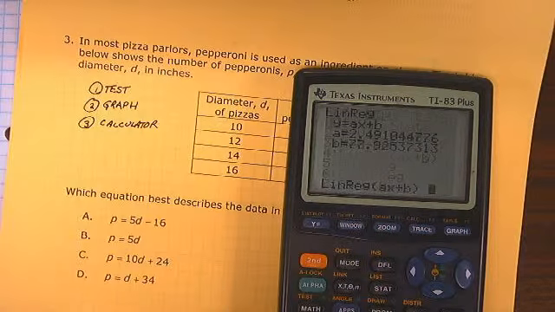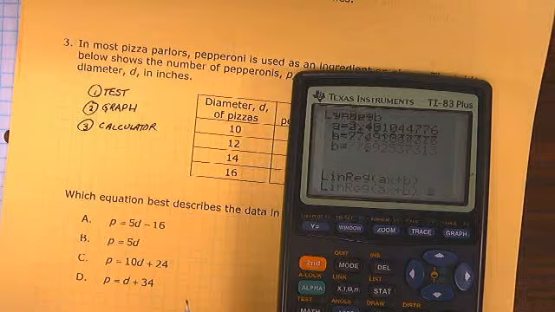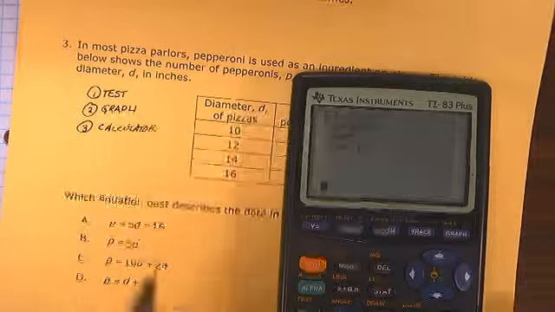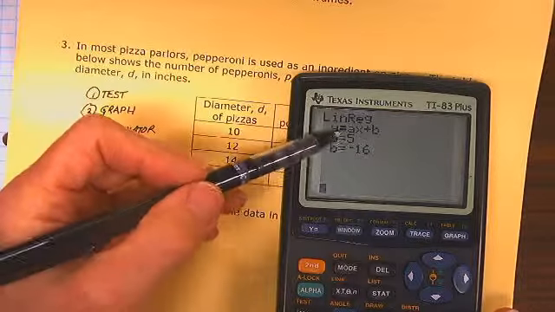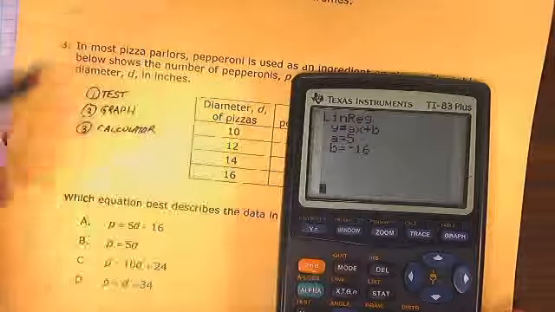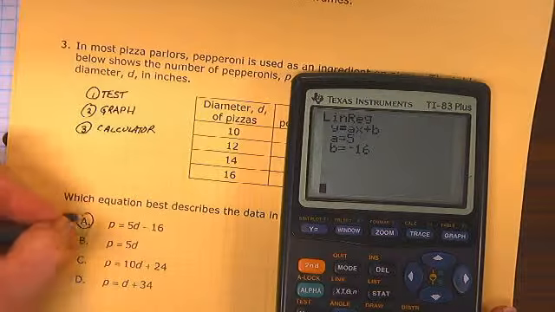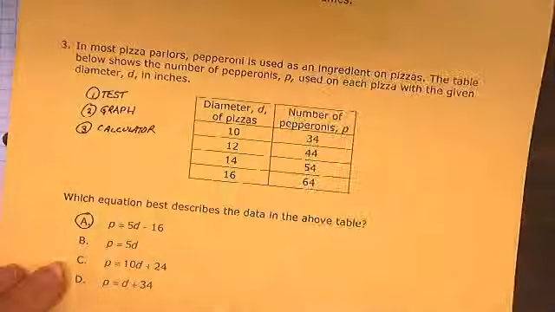down to 4, Linear Regression, hit Enter. A is 5, B is negative 16. So once again, the answer to problem 3 is A.